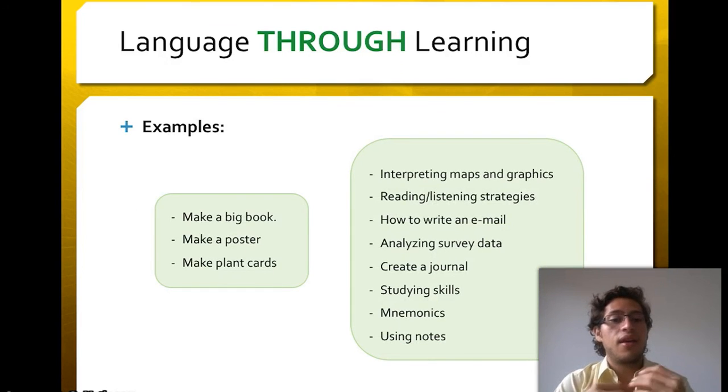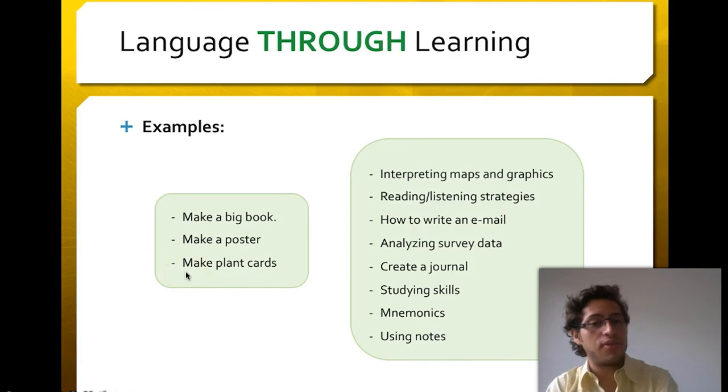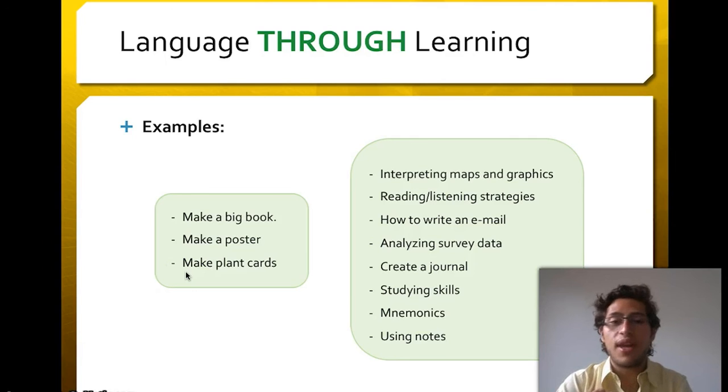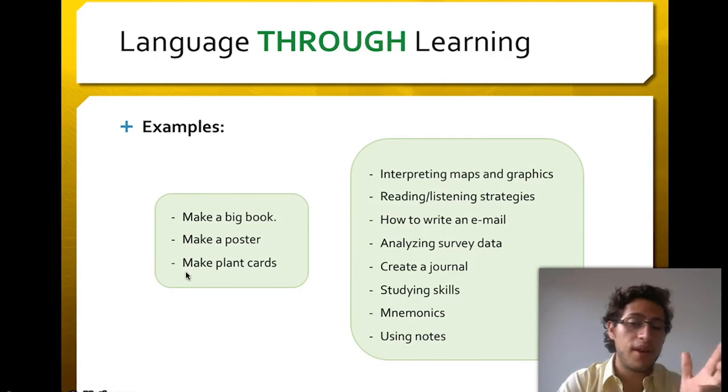Examples of this: making a big book, making a poster, making plant cards. Are they learning English here? Yes, in an implicit way. They are not learning English explicitly, like grammar or communicative functions, but they are learning how to create something else in English. This is the reason why the preposition chosen here is through. Some other examples are interpreting maps and graphics, reading and listening strategies, how to write an email, analyzing survey data, creating a journal, studying skills, mnemonics, and using notes.